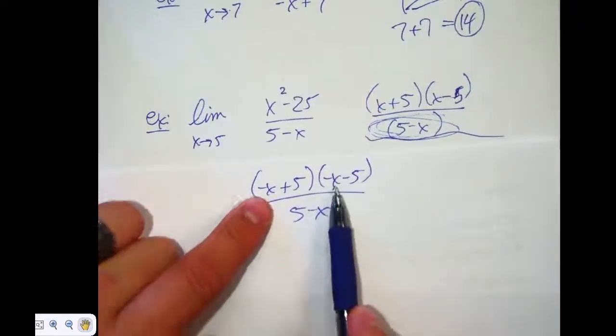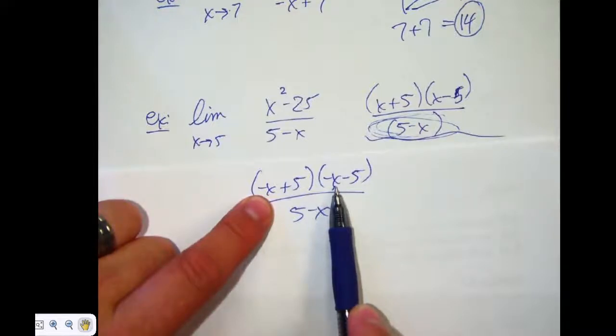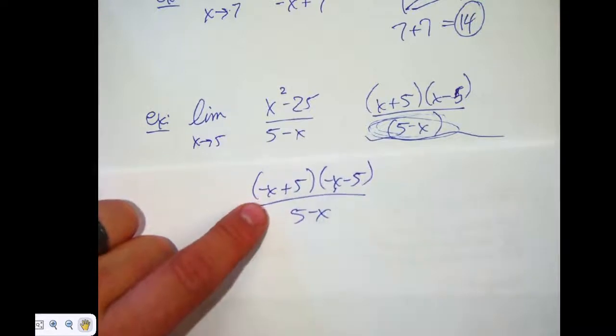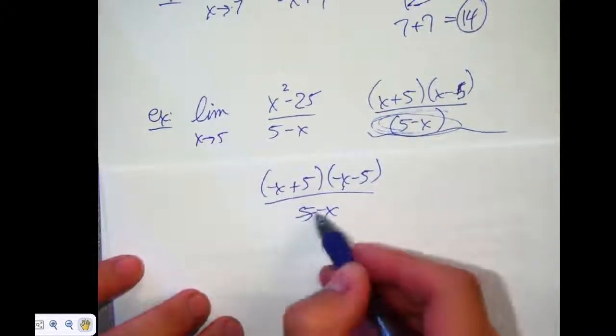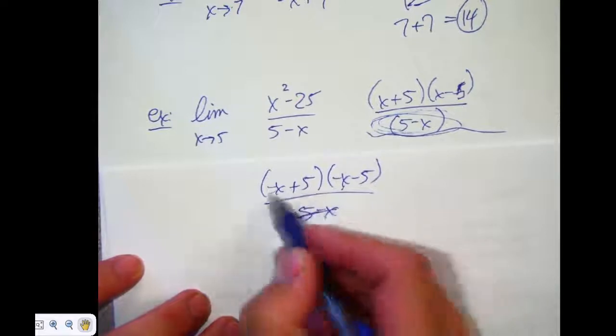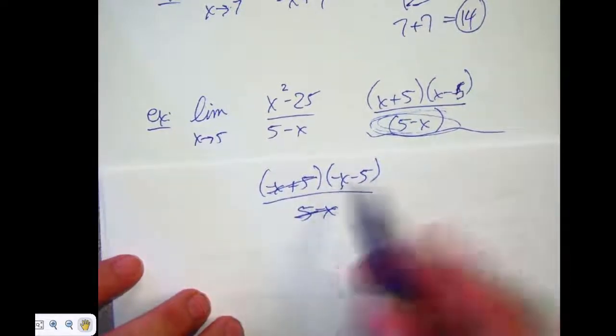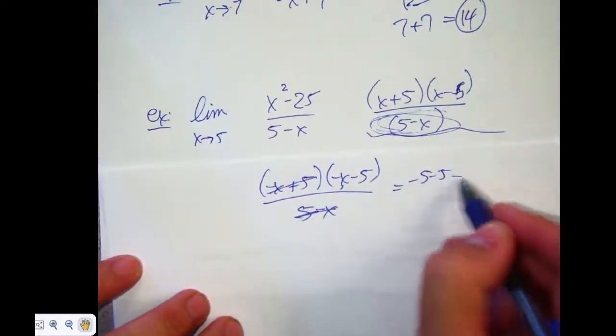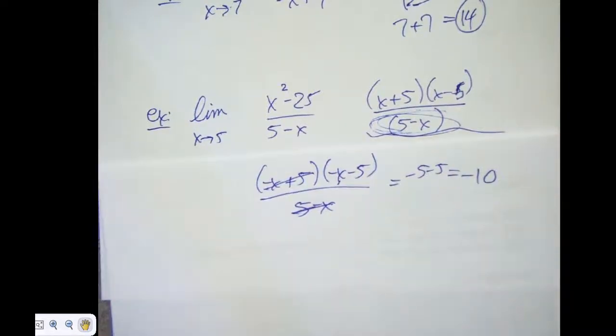Doesn't this also multiply to be x squared minus 25? Because what's negative x times negative x? Positive x squared. So you kind of shortcutted what I did even. And then this, 5 minus x, will cancel with this. And if you plug in 5, you'll get negative 5 minus 5, which is negative 10. Yeah, that's cool. I never thought about that.